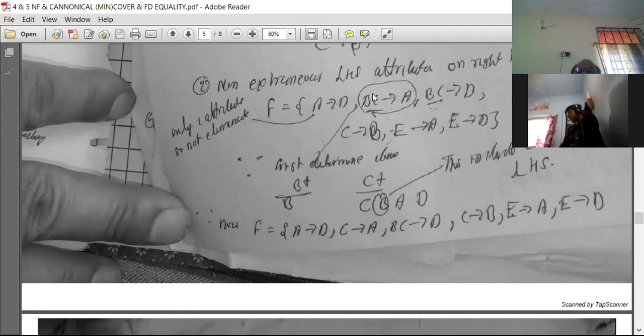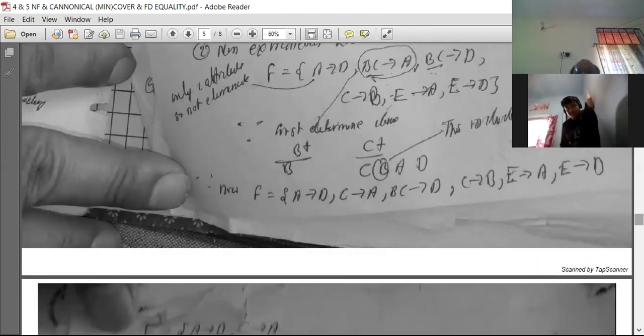In the left side there are two attributes, B and C. So we will find the closure of B and the closure of C. When we find the closure of B, we will see the functional dependencies: from B I can reach B, but I cannot reach anywhere else. So I have done this.